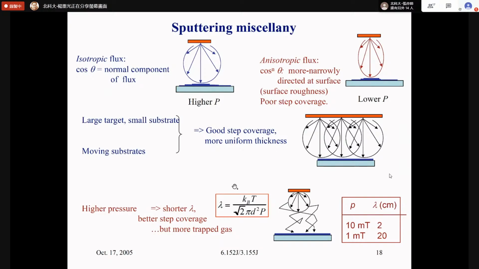All right, but if you have high pressure, you get a shorter mean free path. High pressure, you get better step coverage, but more trapped gas. So we talk about 10 mTorr for the mean free path. In fact, somewhere in the previous slide, we said it's 3, right? So, you know, just between 2 and 3.